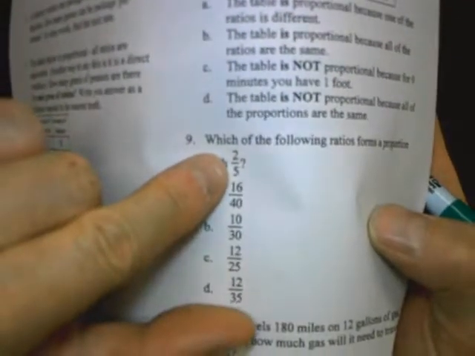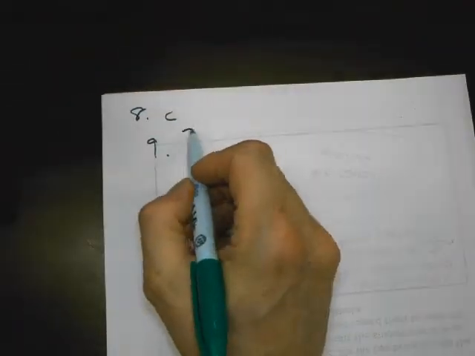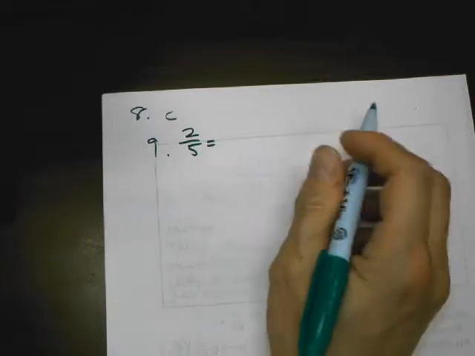So the answer was C. Number 9. Which of these is proportional with 2/5? So what I do is I take 2/5 and I write a proportion with each of these and see which ones are equivalent. There's a few ways to do that. I'll just tell you the one way that we've been using in class when we're solving proportions, and that's to use cross products.